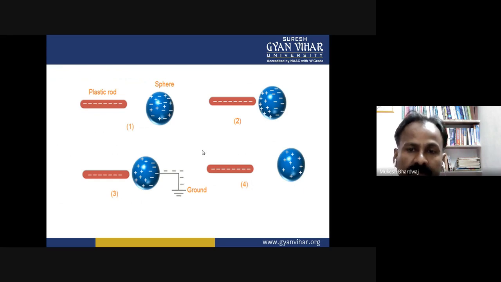And in the third figure, if you ground the sphere, the negative charge moves to the ground and the sphere will become fully positively charged. And again in the fourth figure, you separate both the rod and the sphere.